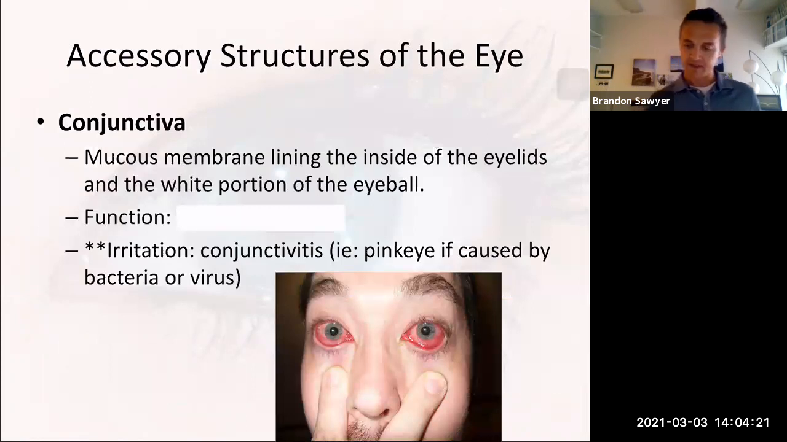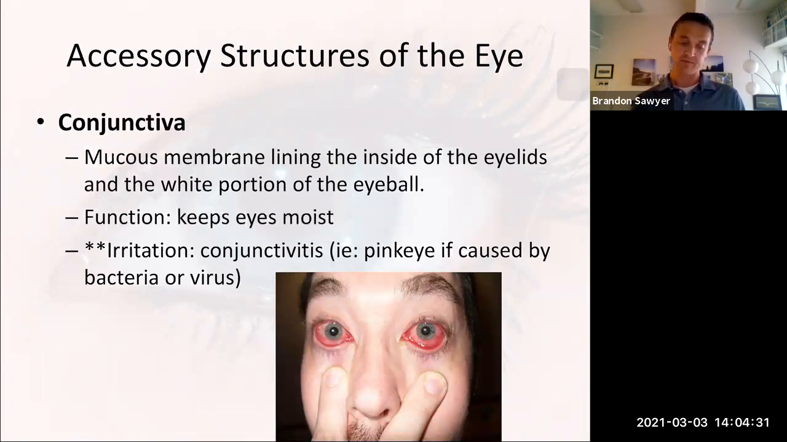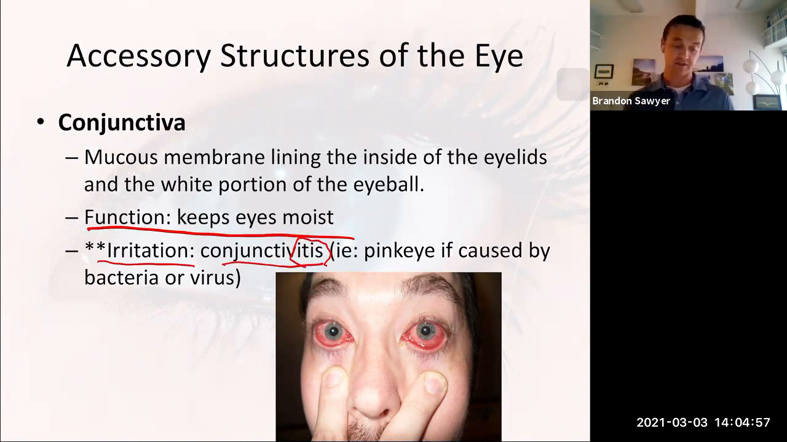All right, so a couple other accessory structures here. So the conjunctiva, this is the mucous membrane that lines the inside of the eyelids and the white portion of the eyeball. Okay, so all the white part of your eye, not around the iris and the pupil, but all the white part. And then on the inside of your eyelids, you have this mucous membrane. Okay, and this again is helping to keep the eyeball moist, helping to keep the movement of the eyelids fluid, and we can irritate this, and that's called conjunctivitis. Right? Itis means inflammation, so it's inflammation of the conjunctiva.